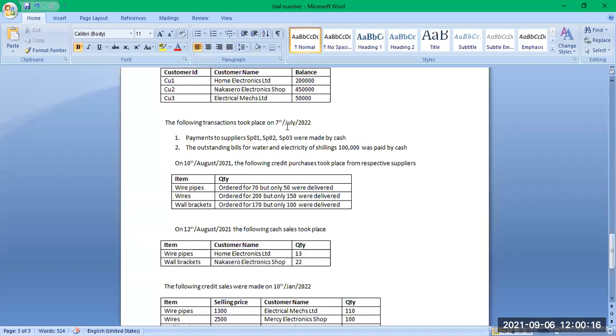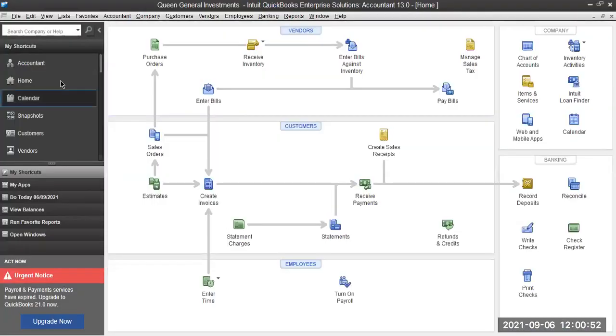Okay, the outstanding bills for water and electricity of shillings 100,000 were paid by cash. So here we are not going to use just one account to clear up. And the other thing, we don't have a vendor for water and electricity, like one vendor who is supplying water and electricity to us. So to clear up this, we shall use a journal. We enter journal entries.